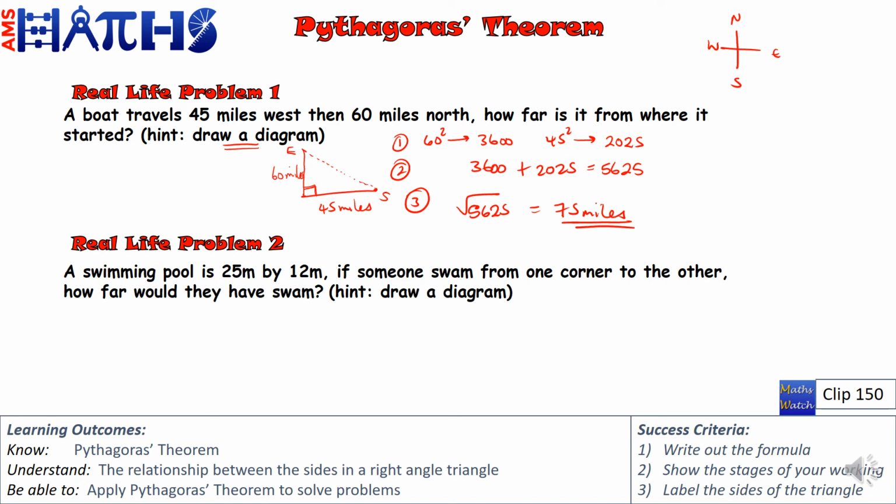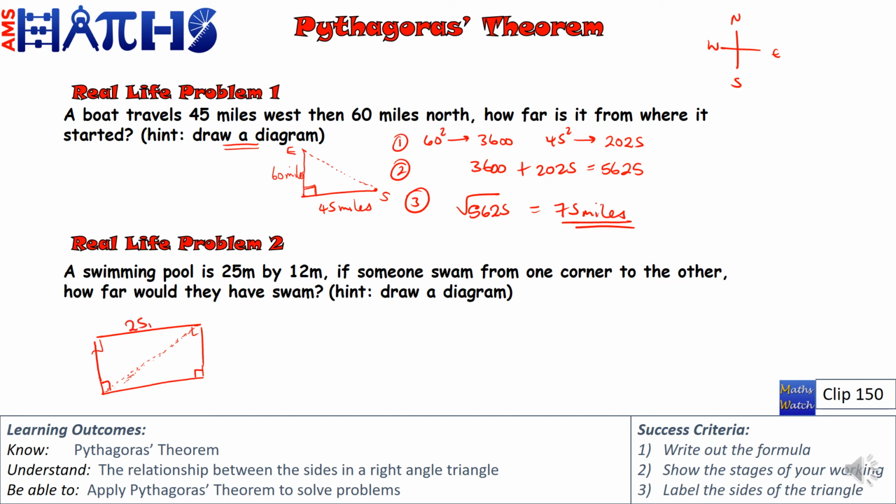Part 2, question 2 says a swimming pool is 25 meters by 12 meters. If someone swam from one corner to the other, how far would they have swum? And hint, draw a diagram. So usually our swimming pool is rectangular, and it says 25 by 12, so we know we're looking at a rectangular shape, which has 90 degree corners. And then it said if someone swam from one corner to the next, doesn't matter what corner you choose, but you're choosing the opposite corner. Yeah, so we need to find out that length, because that's telling you how far they will travel or swim.